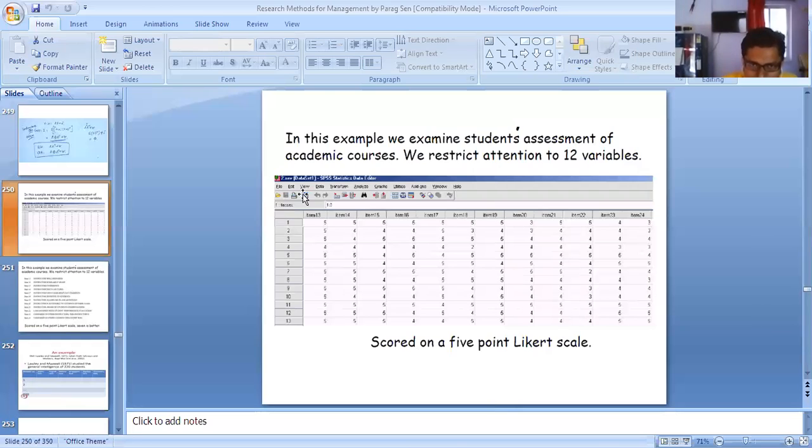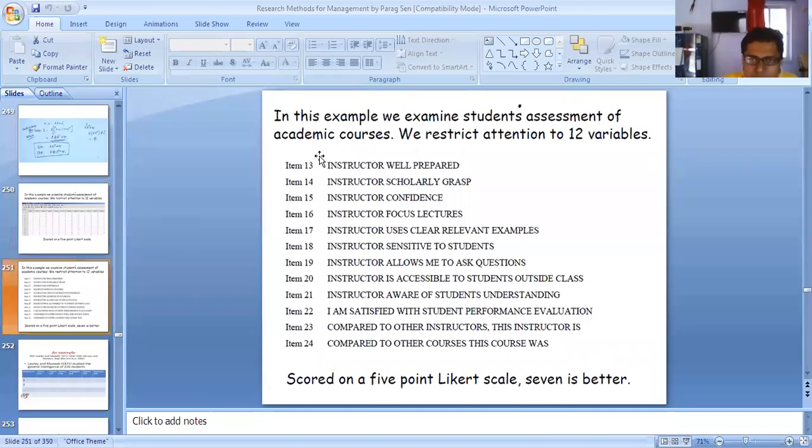Okay. So this is the snapshot from SPSS that you are using. Now in this example, these are the 12 variables that you have taken: instructor well prepared, instructor scholarly grasp, instructor confidence. So like these variables you have taken.